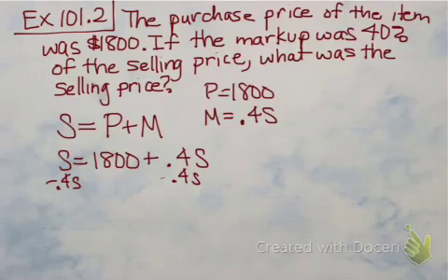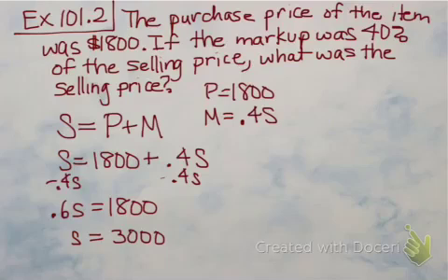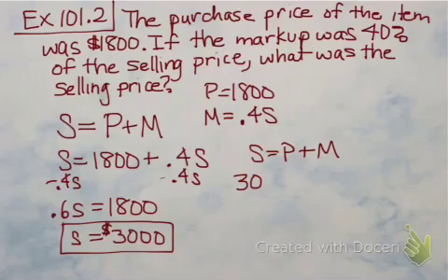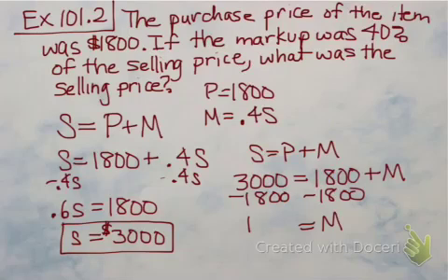We'll subtract 0.4S from both sides, so we get 0.6S equals 1,800, and 6/10 goes into 1,800 3,000 times. So the selling price was $3,000. If the selling price was 3,000, then we can figure out the markup by subtracting the purchase price, and we end up getting a markup of $1,200.